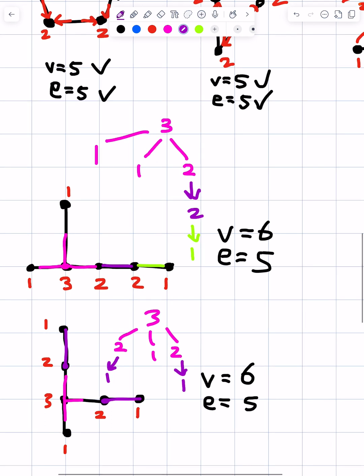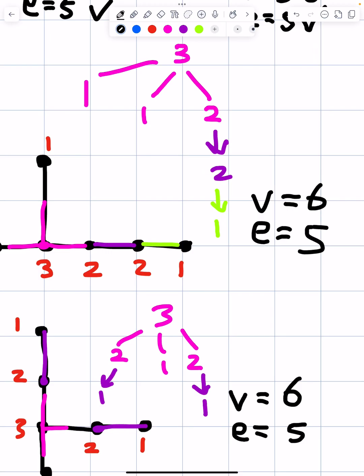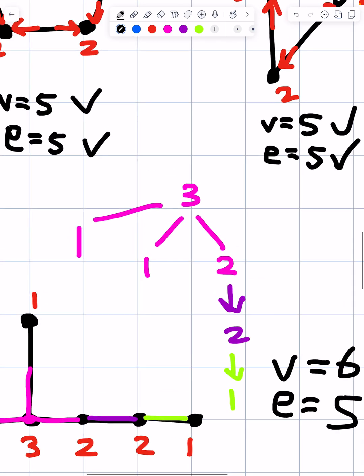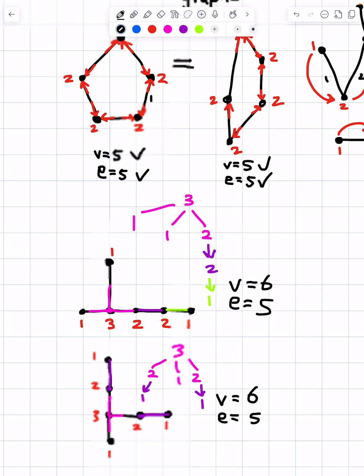This cannot be the same graph because 3 is connected to 2 2's here and 1 1 here, while the degree of 3 here is connected to 2 1's here and 1 2 here. They're different. They have to connect by the same thing.